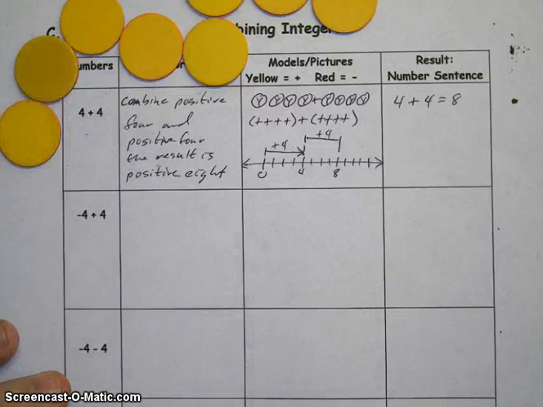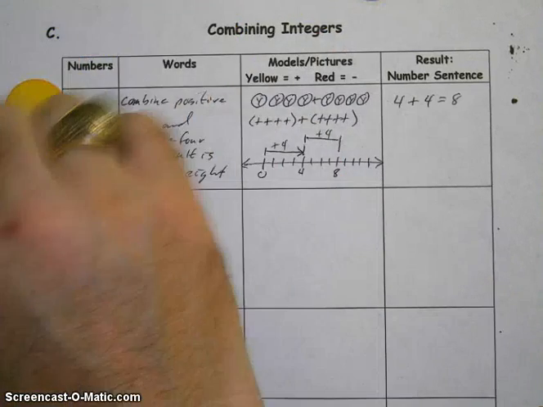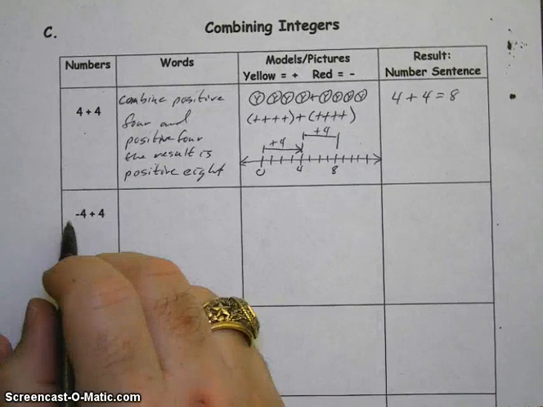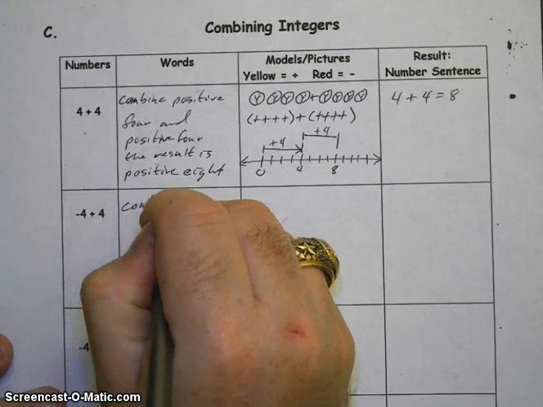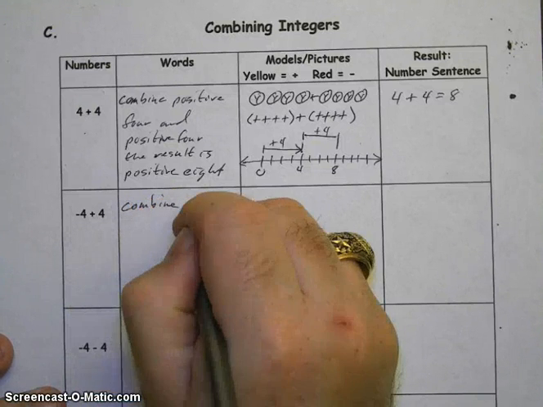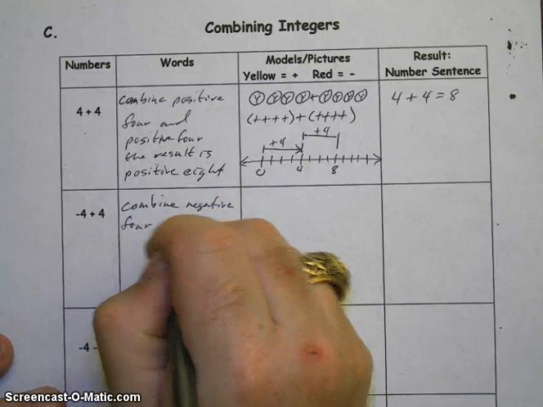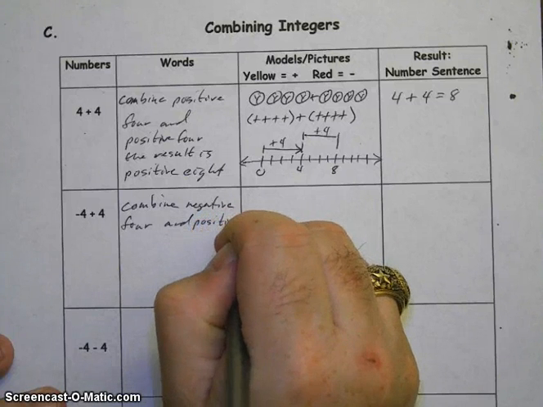Very simple, straightforward. For the next one, we're combining: combine negative 4 and positive 4. So combine negative 4 and positive 4.